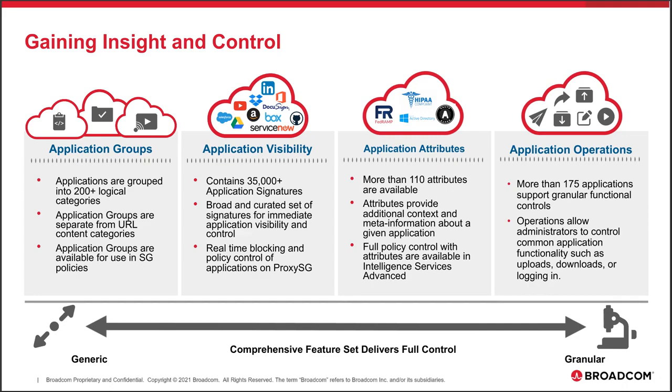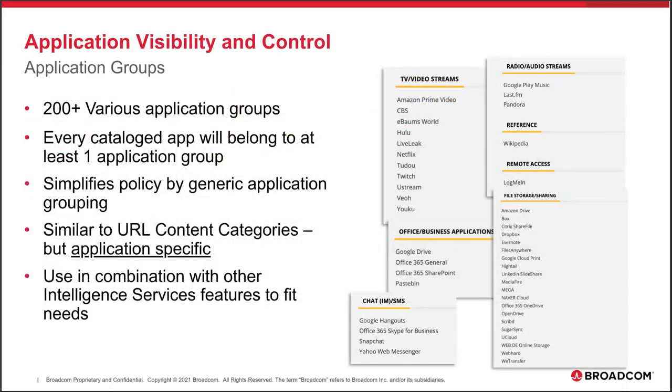So starting with application groups and going into what those look like. There's typically a few hundred various application groups, and every app that we have in our catalog will belong to at least one application group. There are some instances where they can belong to more than one. For example, I think Reddit belongs to some type of media reading, and then it also belongs to social media.